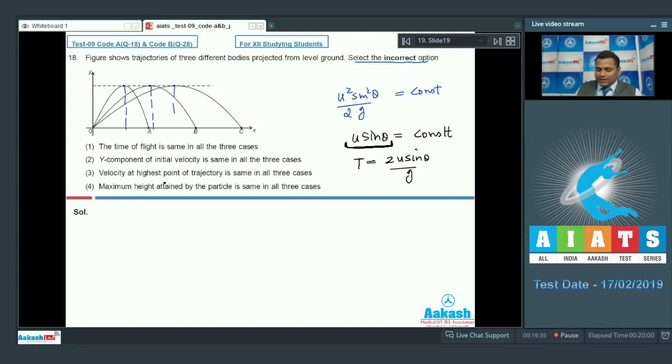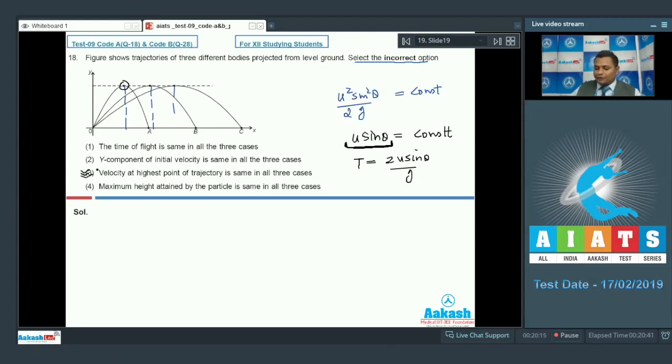Option number 4: the maximum height attained by the particle is the same in all the three cases. This is also true. We have already seen in the diagram. Now let us focus on option number 3: velocity at the highest point of the trajectory is the same in all the three cases. We know that at the highest point the particle has only the horizontal component of speed, and if they have different ranges, then their horizontal components will also be different. It means the third option cannot be possible. It is incorrect for this situation.